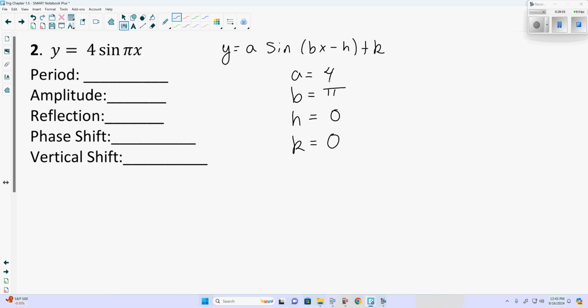Let's fill some of this in. Vertical shift would be none. Phase shift, none. Reflection, none. Amplitude, 4. Period.